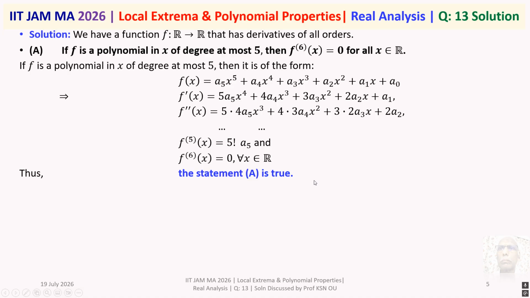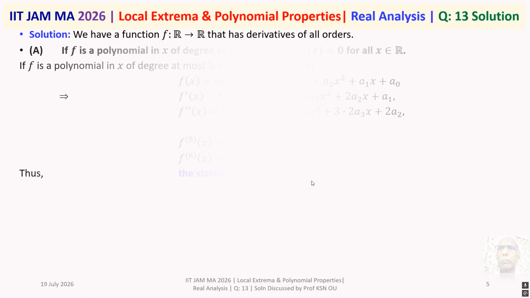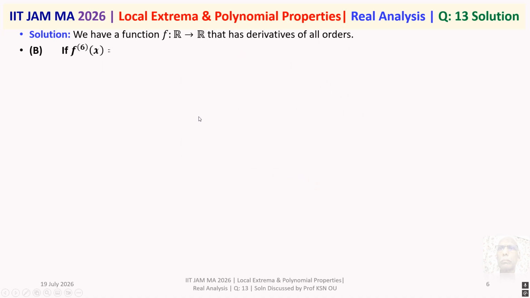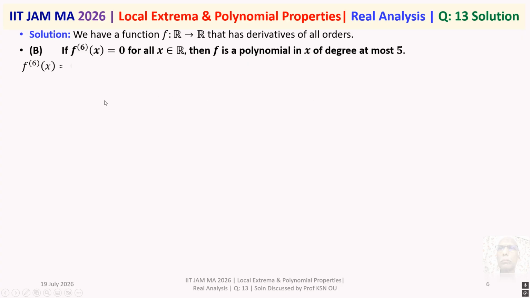It's very simple. Let's go to option B, which is the converse of option A. If the sixth derivative of f is 0 for all x belongs to R, then f is a polynomial in x of degree at most 5. It's very simple. From the sixth derivative we will get f by integrating successively. Now the sixth derivative of f is 0 for all x belongs to R.